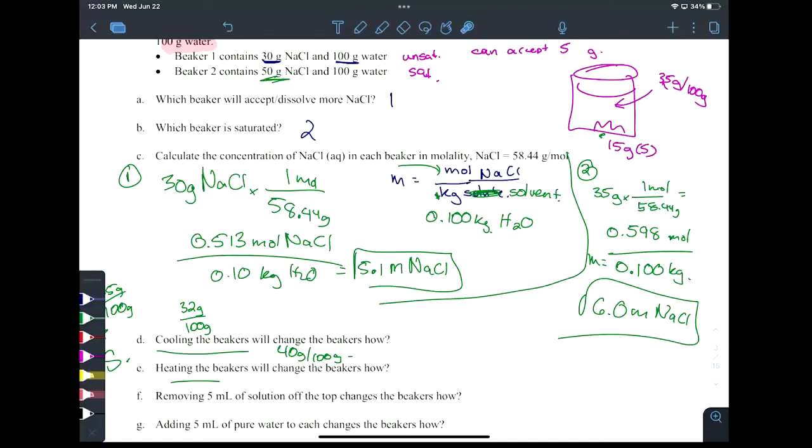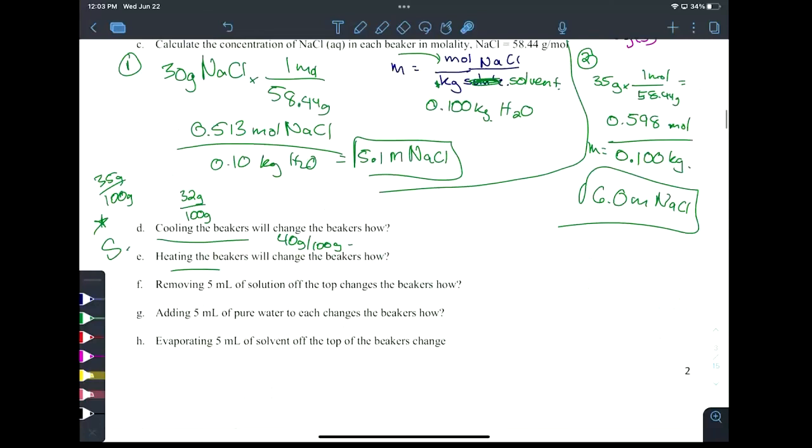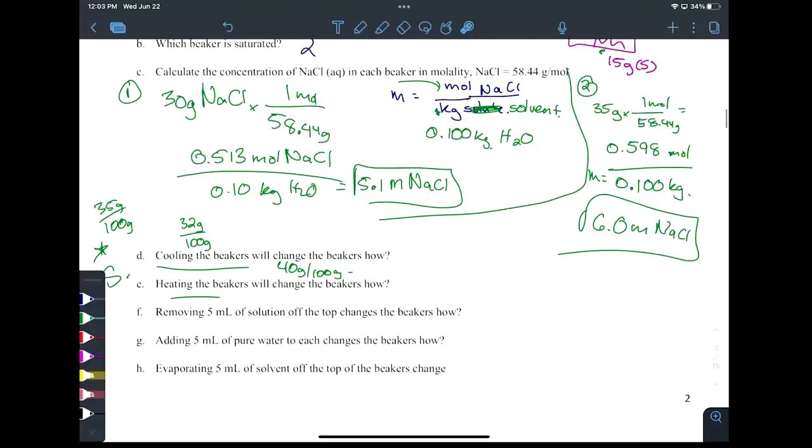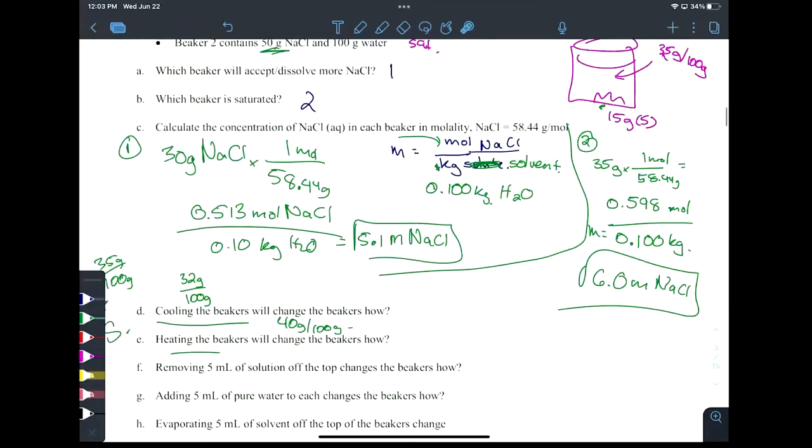More solid. Does it become unsaturated? It becomes unsaturated for a split second, then it goes back up so it can become saturated again. It's actually an equilibrium. We're just changing K here. Yes, all right.